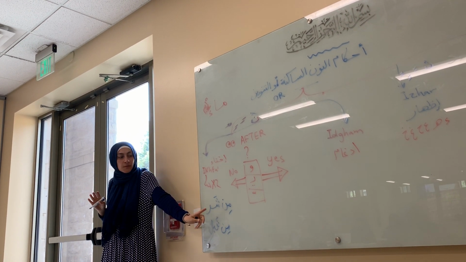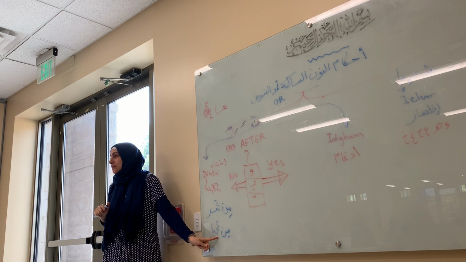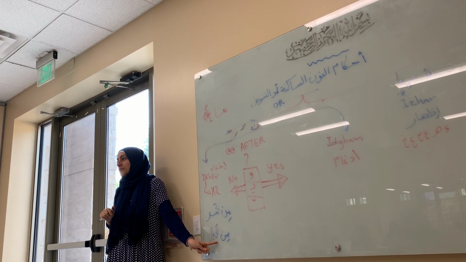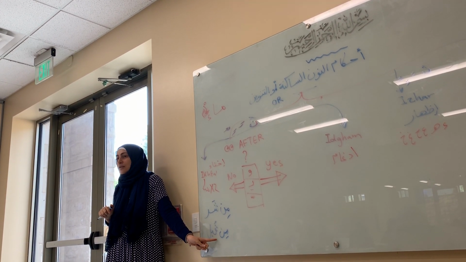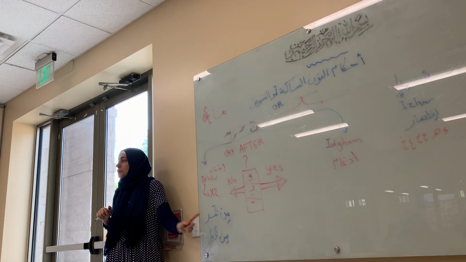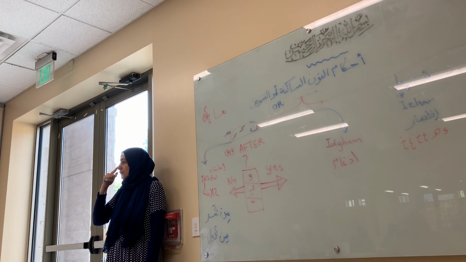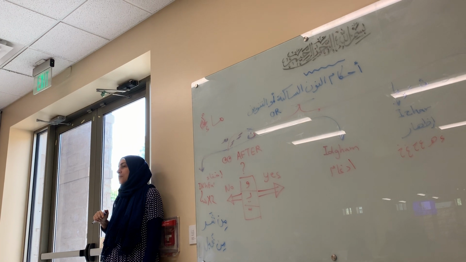Right? Look at the letter after. Is it a waw? No, it's a qaf. Is it a ya? No, it's a qaf. Does it have a shadda? No, it doesn't have a shadda. So no for nose, for ikhfa. How am I going to do it?